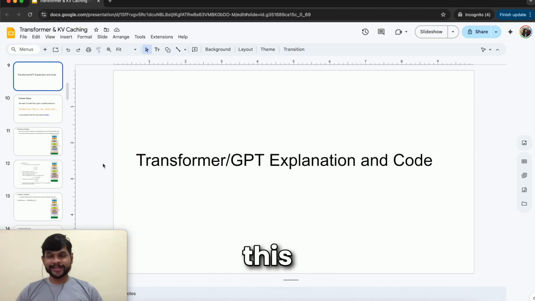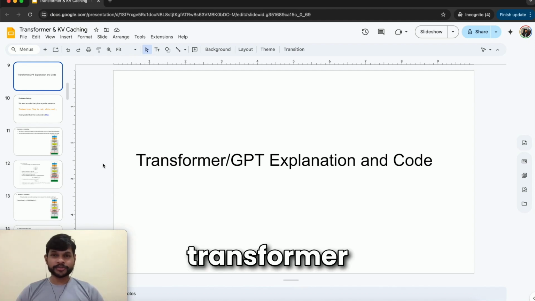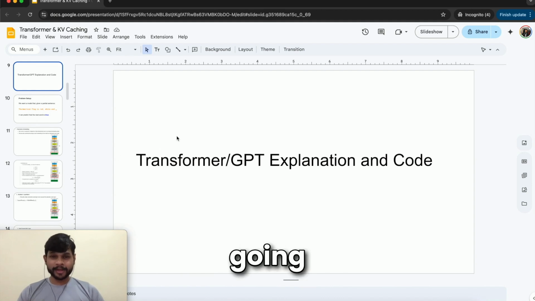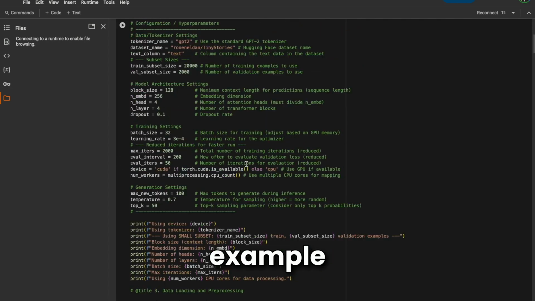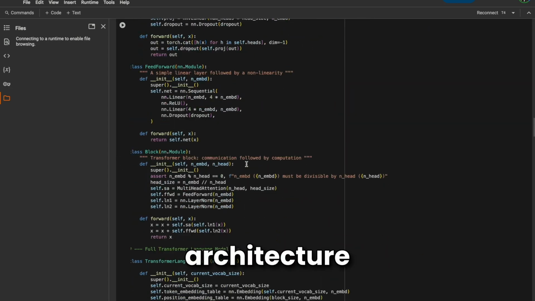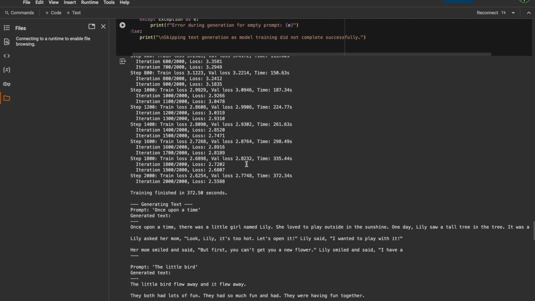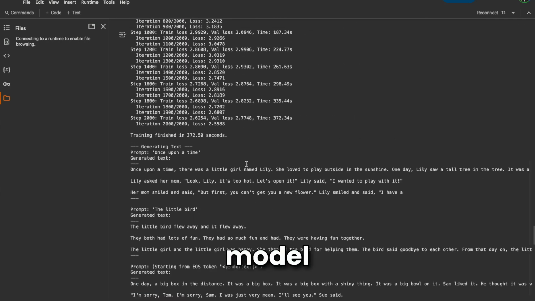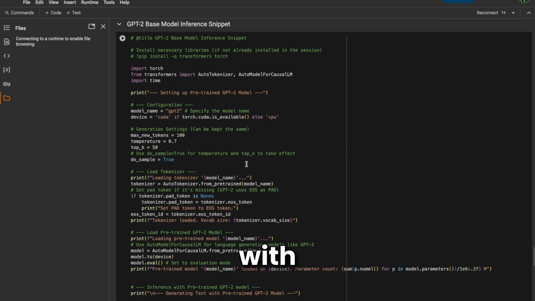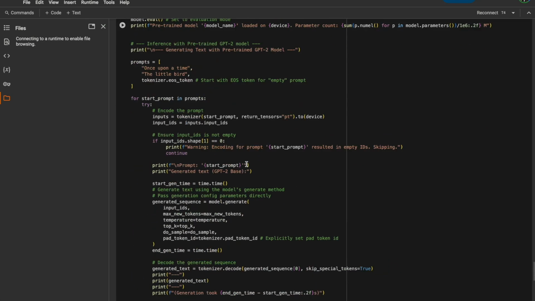Hi everyone. In this video, I'm going to explain how the transformer architecture works, how GPT works. Then I'm going to show you an example code to implement that architecture and then do inferencing to get the prediction of that model and then compare it with the GPT-2 model, which is a well-established model.